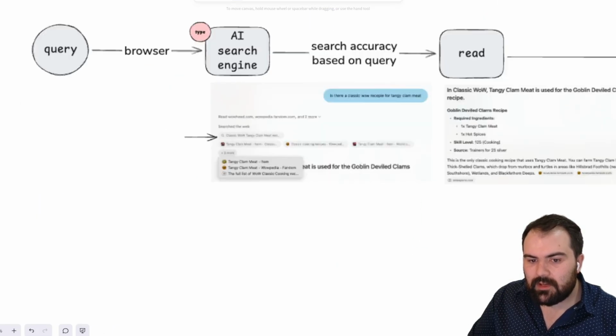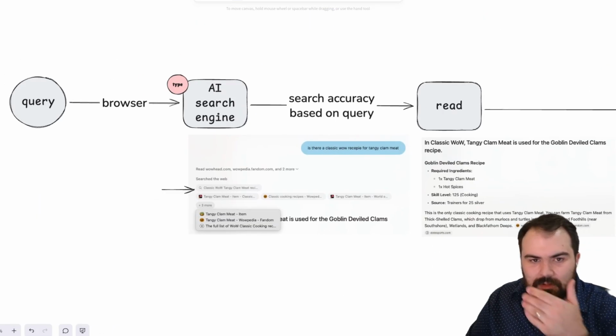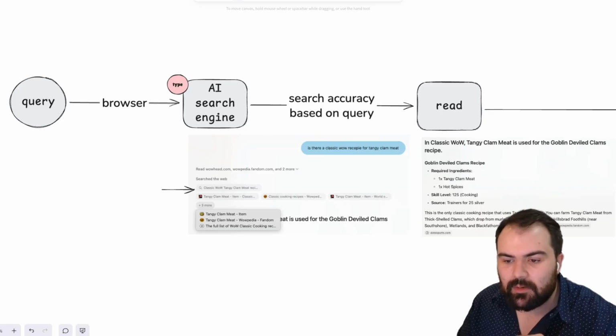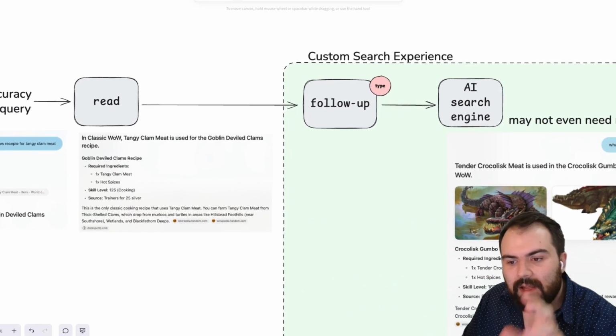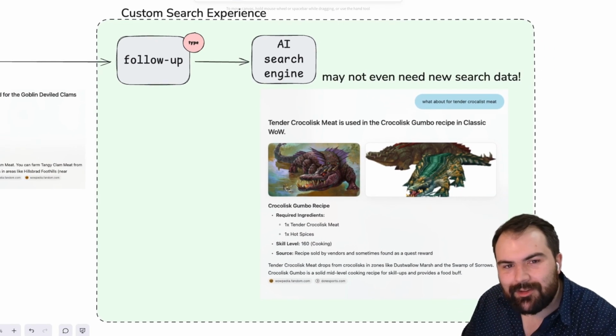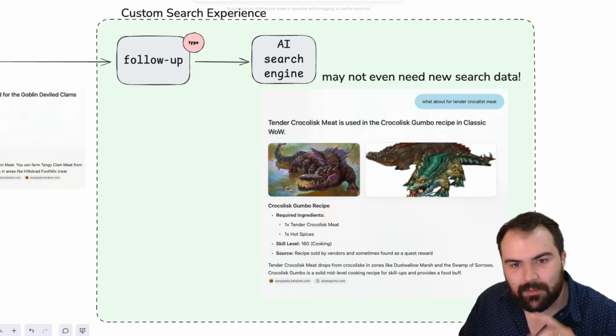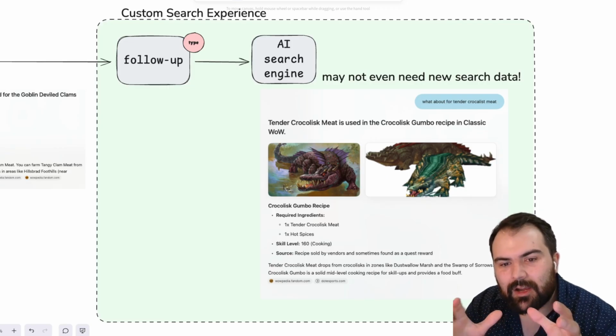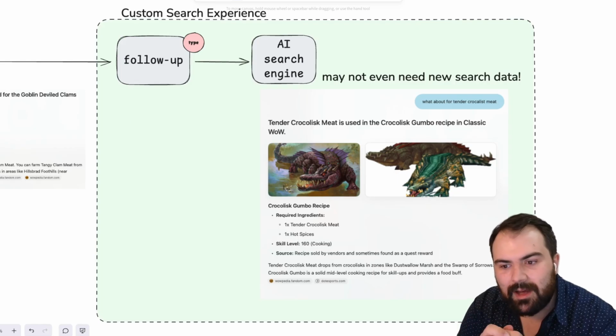Now, it's a very different experience when you're doing AI search. I have this query, I've asked it a question, it's giving me the answer. And now when I have a follow-up question, I have a wildly new experience that didn't exist before. And this is the custom search experience. I can just type tender crocolisk meat, I don't have to say what game, what I'm looking for.